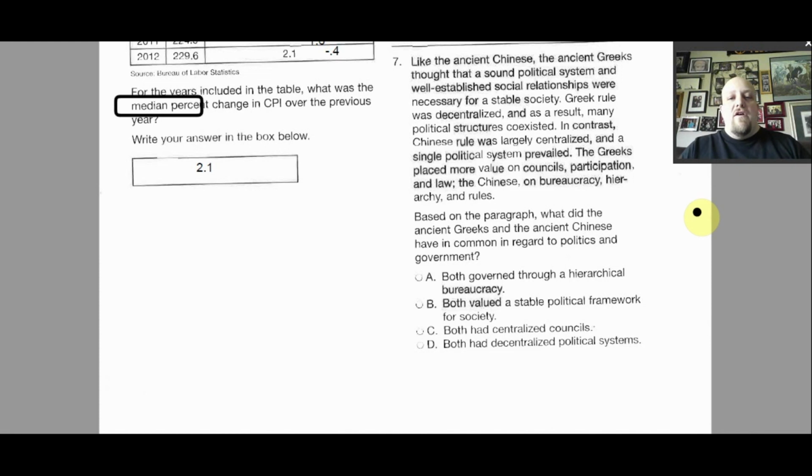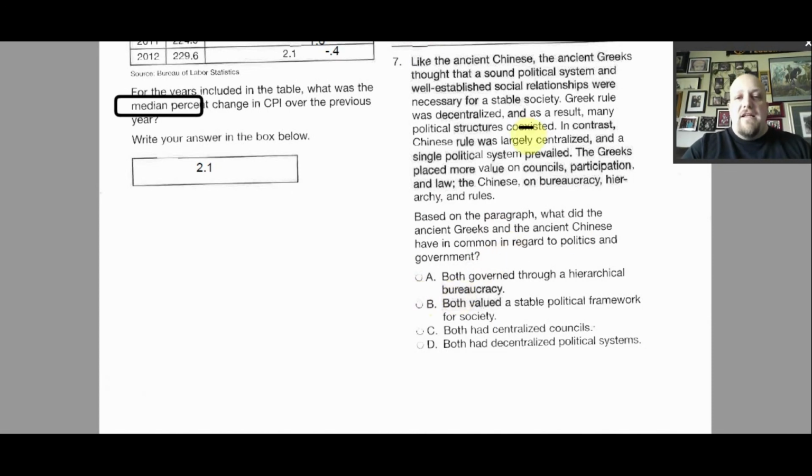If you have a question, you go ask your boss. And then rules. So rules like set rules of society that everybody follows, not quite as strict as laws that the Greeks focused on, but general rules. Like it's a general rule that you don't go up and spit on somebody. That's also a law, but it's kind of a rule too. So we're looking at, based on the paragraph, what did the ancient Greeks and the ancient Chinese have in common in regard to politics and government? So it's asking what they have together, what they both believe. So it's going to say both governed through a hierarchical bureaucracy.